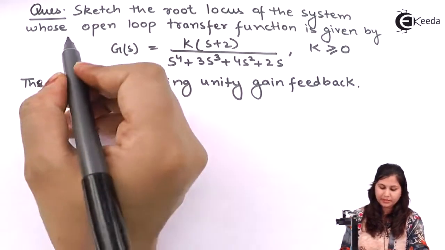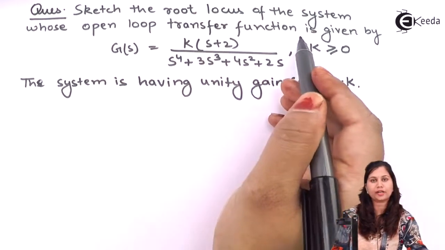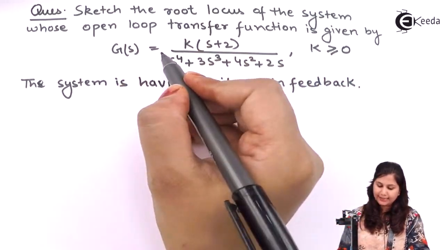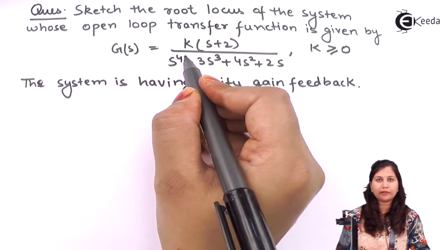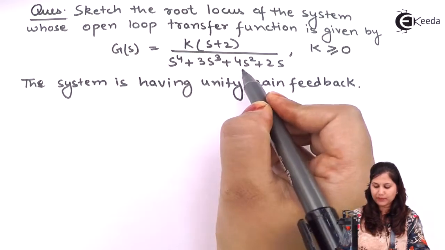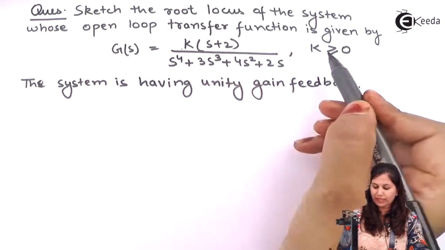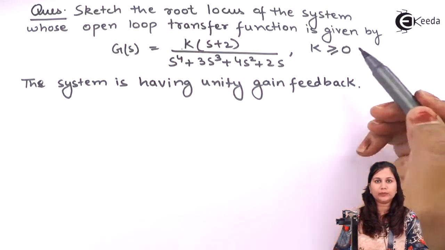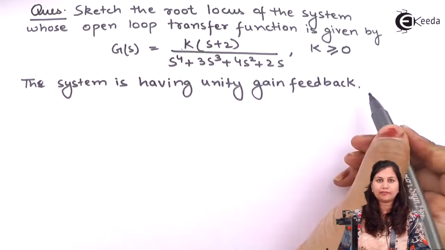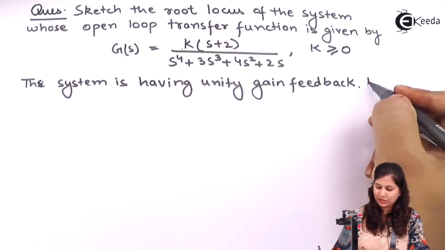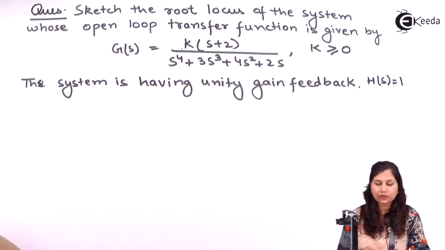So our problem is to sketch the root locus of the system, and the open loop transfer function is given to us as K(s+2) upon s^4 + 3s^3 + 4s^2 + 2s, and here the value of K is greater than or equal to 0, and the system has unity gain feedback, that is H(s) = 1. So let's solve this problem.